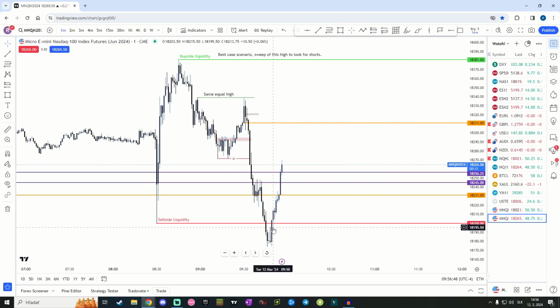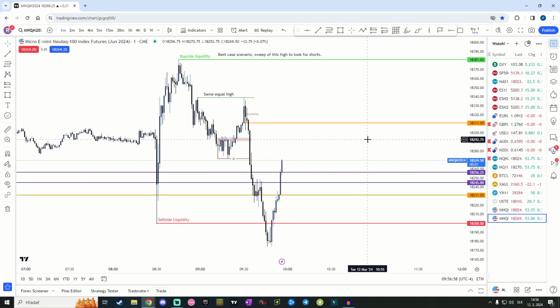Yeah, I'm quite sad that I was not able to get this as well. Once the fair value gap was formed, the next candle didn't even wick down. It went straight up, really strong.